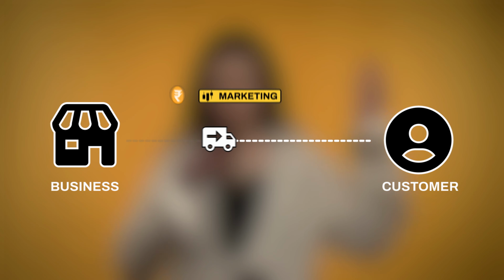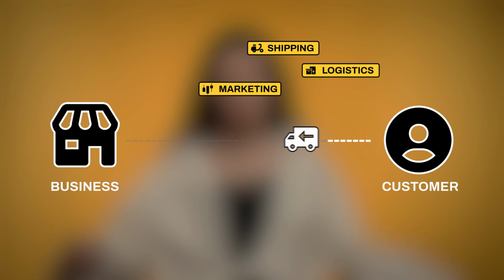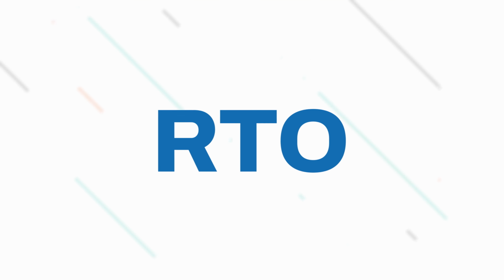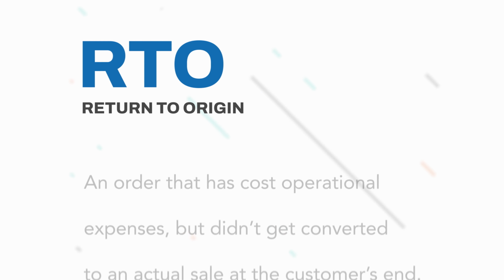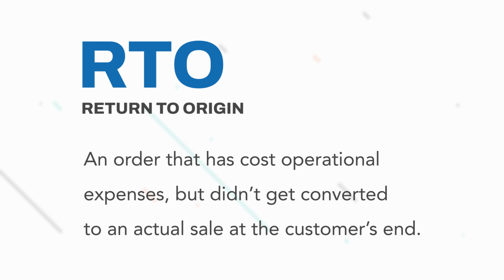That is, when the order gets returned back to you after you've spent a lot of money on things like shipping, logistics, marketing, etc. Add to it the cost of not having inventory ready to ship when you're waiting for an already shipped order to return back to your warehouse. This is called RTO, or Return to Origin, in the e-commerce world, meaning an order that has cost you operational expenses but didn't get converted to an actual sale at the customer's end.